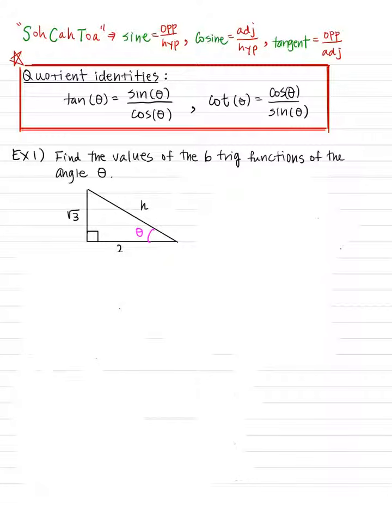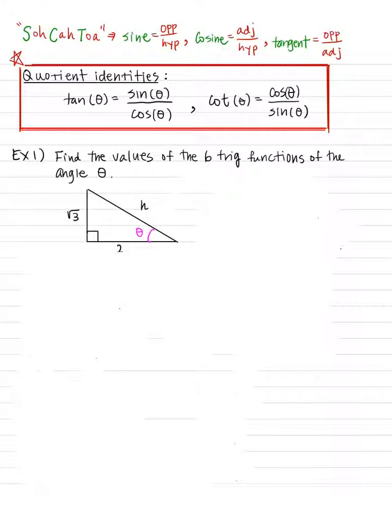Okay, so what I just wrote on the top is SOHCAHTOA. If you missed it, sine is opposite over hypotenuse, cosine is adjacent over hypotenuse, tangent is opposite over adjacent. Okay, now another thing that you're going to have to memorize. I know you're going to have to memorize so many things. All right, it's called the quotient identities.